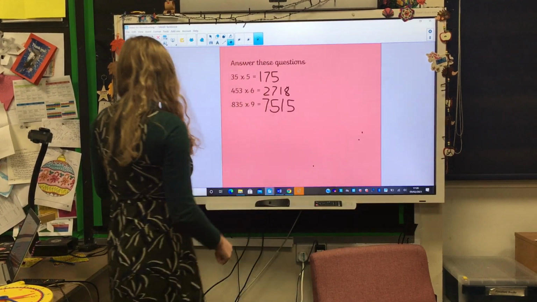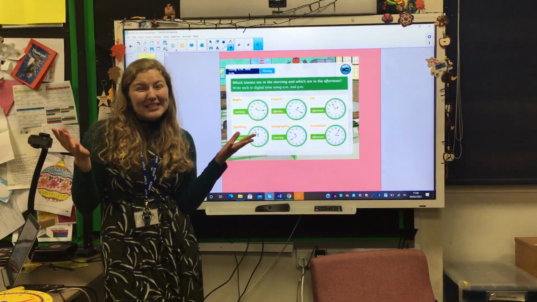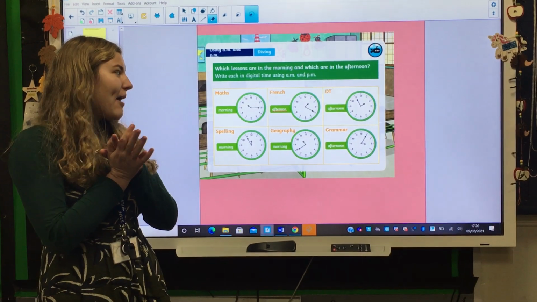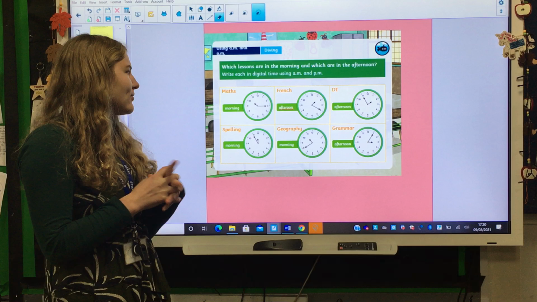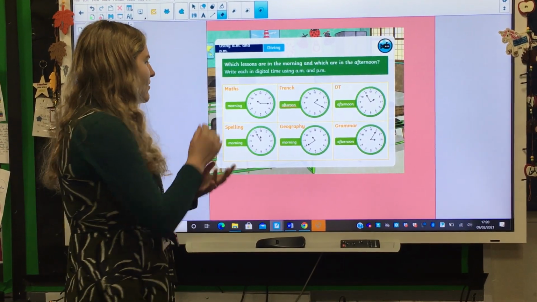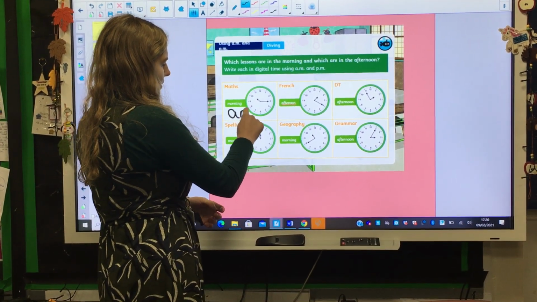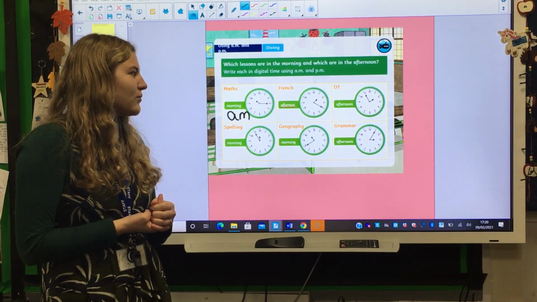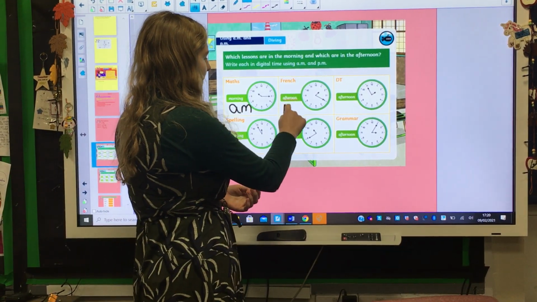Thank you very much. Right, so today we are learning about the difference between AM and PM. So AM happens in the morning, PM happens in the afternoon. So if we were thinking about maths, when do we do maths? We do it in the morning. So that is going to be AM. Okay. Think about French. When do we do French? We do it after lunch. So that is going to be PM.